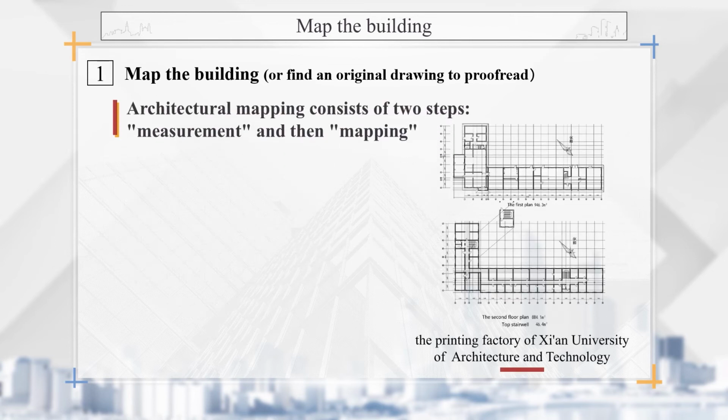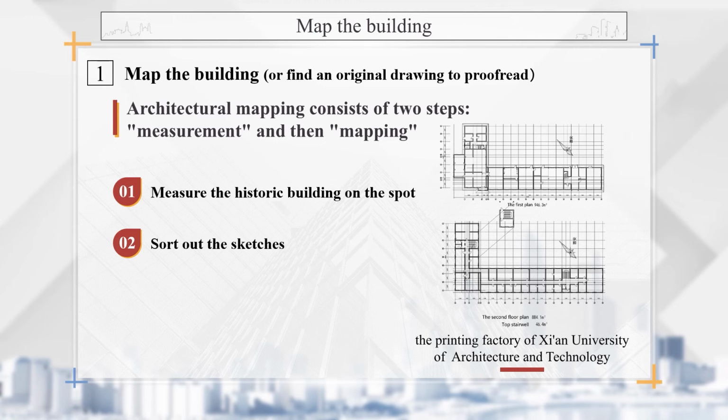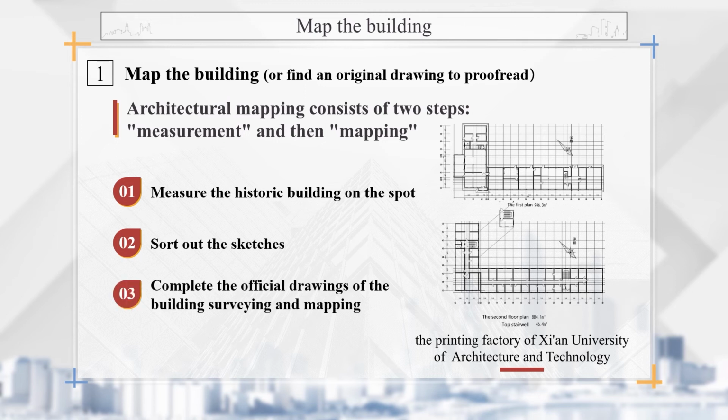Here I will review the steps of surveying and mapping learned in the course of surveying and mapping of historical buildings. That is, we will first measure the historical building on the spot and come back to sort out the sketches and finally complete the official drawings of the building, surveying and mapping. This is about the third part of building mapping.